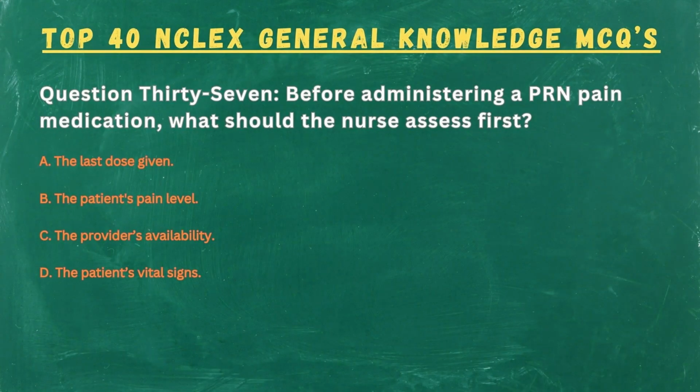Answer: B. Ceftriaxone 1 g IV. Question 37. Before administering a PRN pain medication, what should the nurse assess first? A. The last dose given. B. The patient's pain level. C. The provider's availability. D. The patient's vital signs.